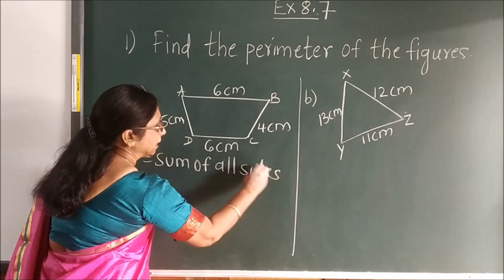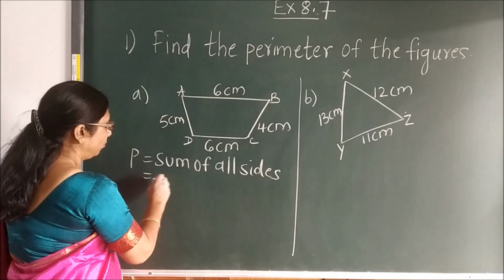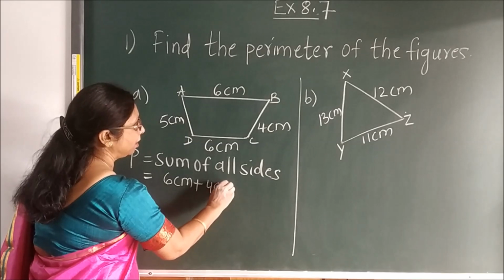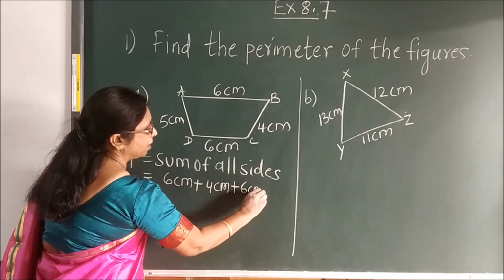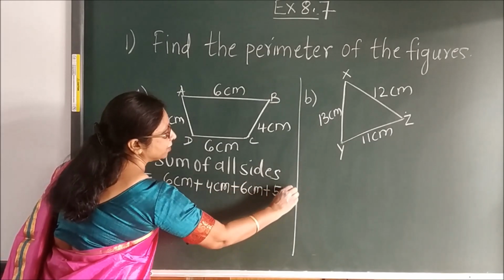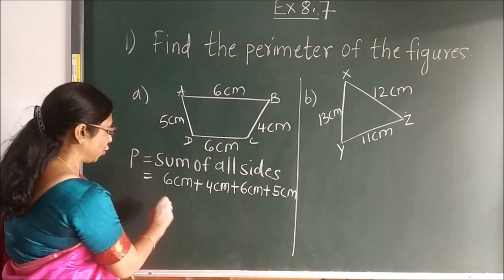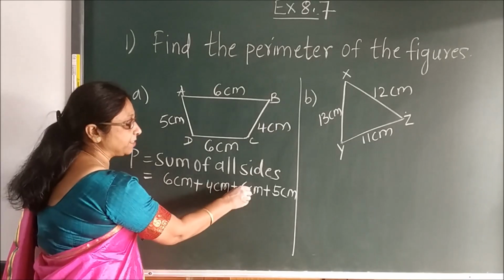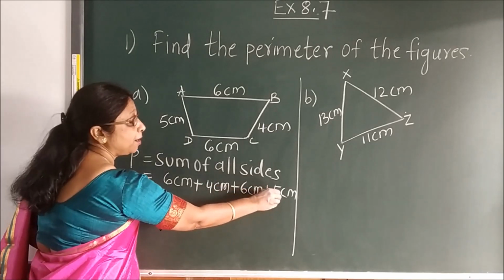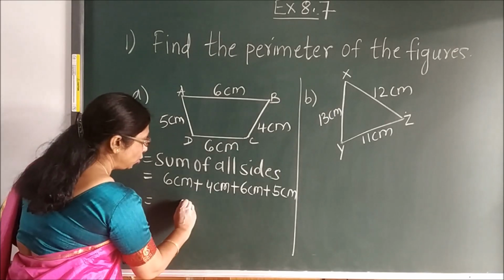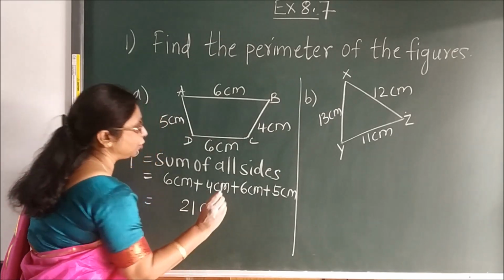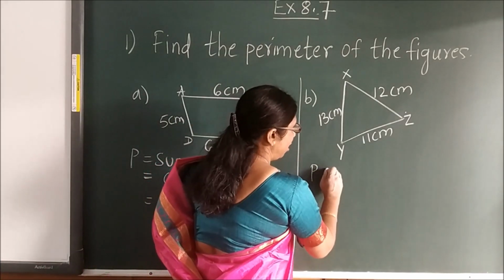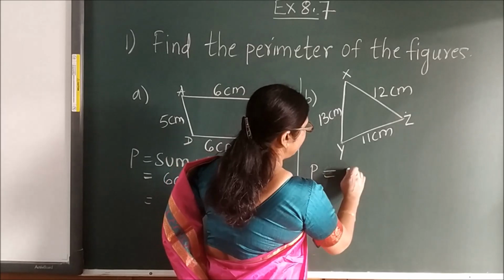Now all the sides, you see, start with the sides: 6 centimeter plus 4 centimeter plus 6 centimeter plus 5 centimeter. You will first write all the sides' measures, then you add: 6 plus 4, 10, 10 plus 6, 16, 16 plus 5, 21. So 21 centimeter is your perimeter. Now here also, perimeter is equal to sum of all sides.